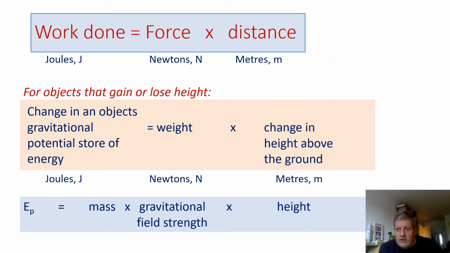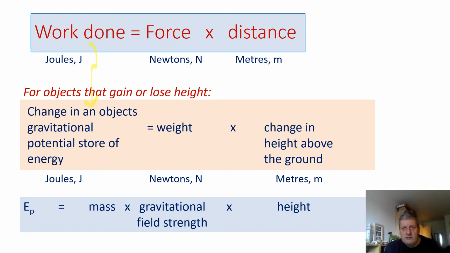So this is to summarize the equations that we've been using. So we started off with the general equation for work done. Work done equals force times distance. What we're saying is the work done is the energy transferred into the gravitational store of energy when an object gains height.